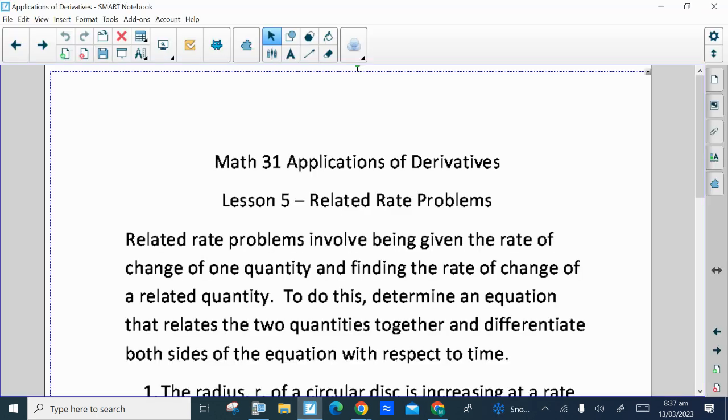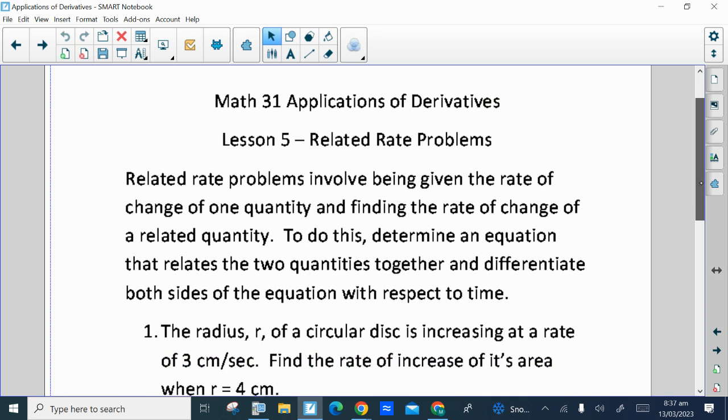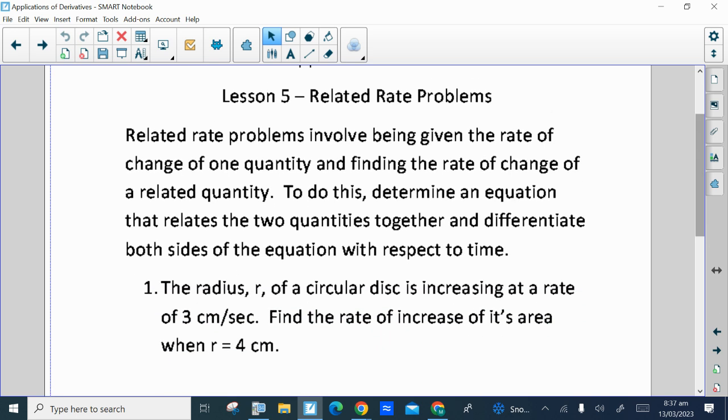So related rates involve being given the rate of change of one quantity and finding the rate of change of a related quantity. This is different than the problems that we looked at earlier, where we weren't really finding the rate of change, we were finding the instantaneous. We were taking the derivative, okay? But also we were not given the information like we're going to be given here, where we're going to be given the rate of change of one quantity. We weren't given that before.